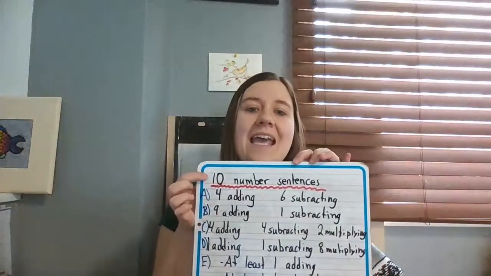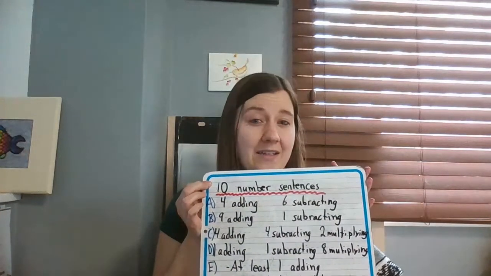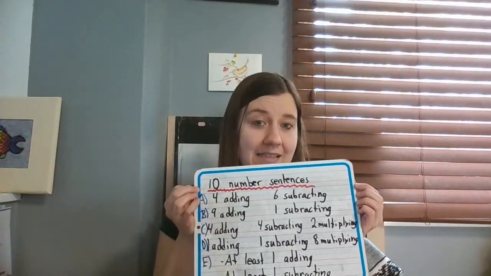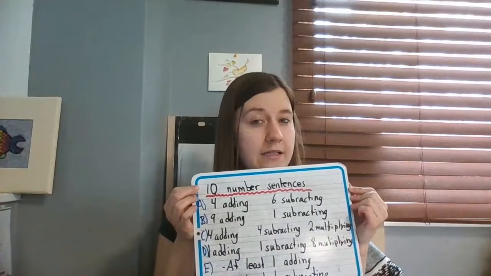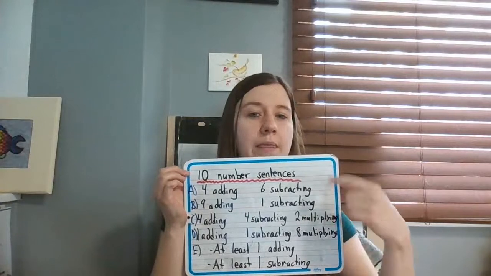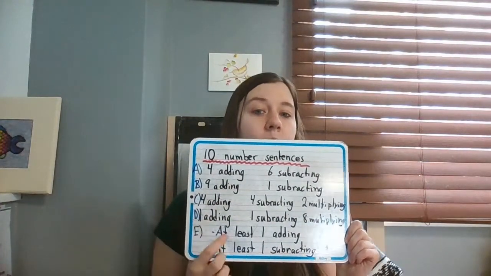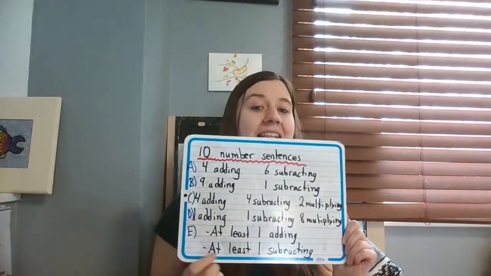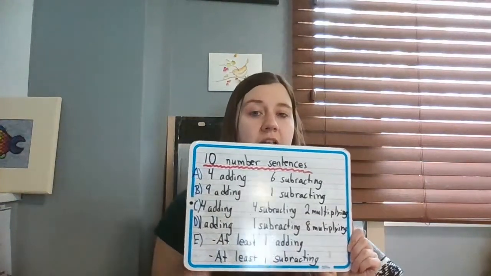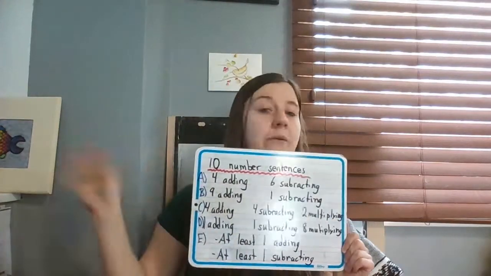So the lesson you're doing today, the activity you're doing, you are going to make me 10 number sentences. You could make them adding sentences, you could make them subtracting sentences, or you could make them multiplying sentences, but I'll show you what this means. You need to have at least one adding question and at least one subtracting question. So you could split these 10 number sentences any way you want.